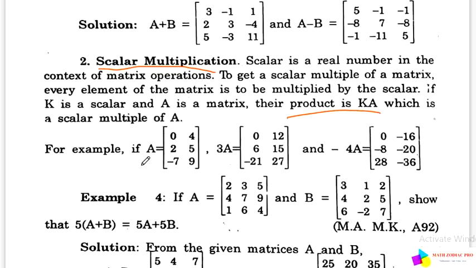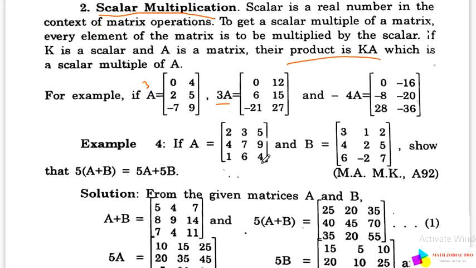For example, if A equal to 0, 4, 2, 5, minus 7, 9. So 3 into A, that is kA, so k is 3. It's called a scalar matrix. So scalar multiplication of A: 3 into A. Matrix A is this one. 3 into 0, 0, 3 into 4, 12, 3 into 2, 6, 3 into 5, 15, 3 into minus 7, minus 21, and 3 into 9, 27. As usual, the same for this one also, minus 4 into A.